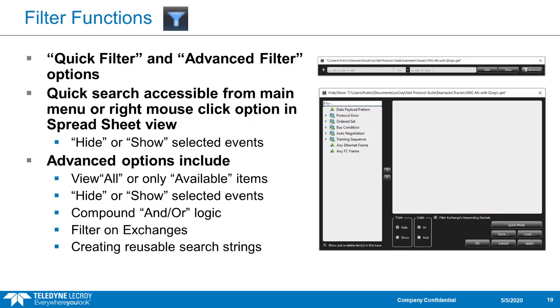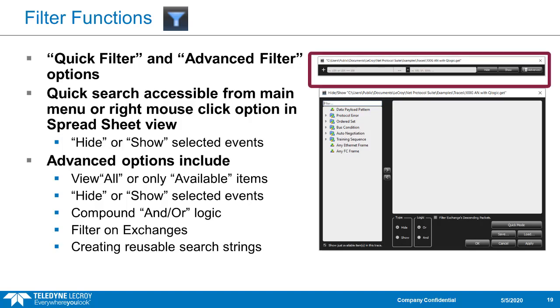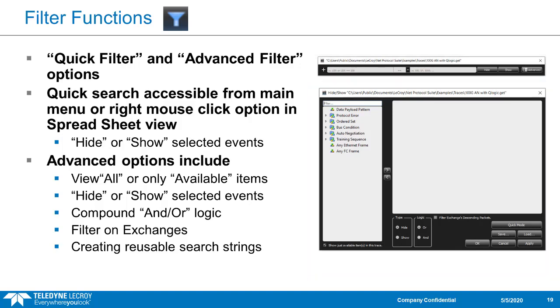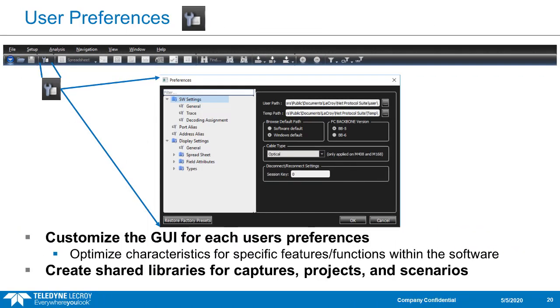Like the search function, filtering in the Net Protocol Suite is available in either quick or advanced search options with the ability to create compound filtering strings that may be saved and used in later trace captures. The ability to configure the trace to the benefit of the user for ease of observation is especially helpful.